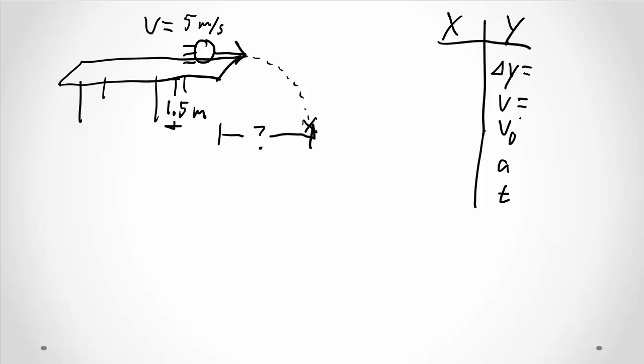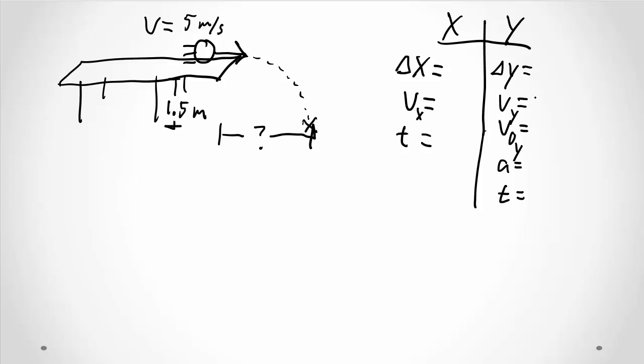Now in the horizontal direction, we have constant velocity, so we don't have to distinguish between initial and final velocity, and we don't have acceleration. All we need is delta x, and then we need the velocity in the x direction. If you want to, give subscripts x's and y's on those, you can, if that helps. We also have t over here.